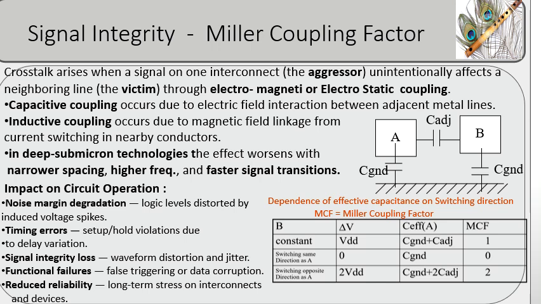The strength of capacitive coupling between adjacent interconnects depends not only on their spacing but also on the direction in which the two signals switch. This behavior is represented by the Miller coupling factor, which determines the effective coupling capacitance seen by the aggressor and victim nets. When both nets switch in the same direction, coupling is minimized, whereas switching in opposite directions produces the maximum coupling effect. As technology scales and interconnect spacing decreases, the influence of the Miller coupling factor becomes increasingly significant. Understanding this relationship helps physical designers predict crosstalk effects and optimize routing for improved signal integrity.